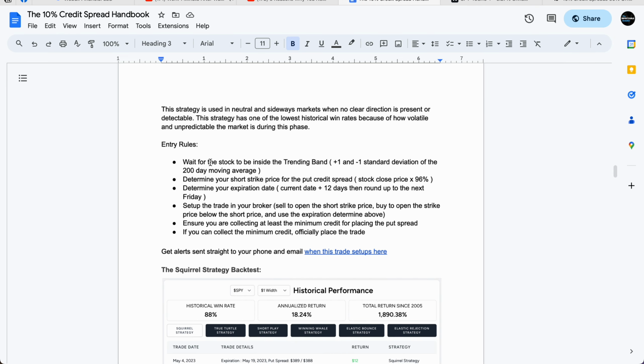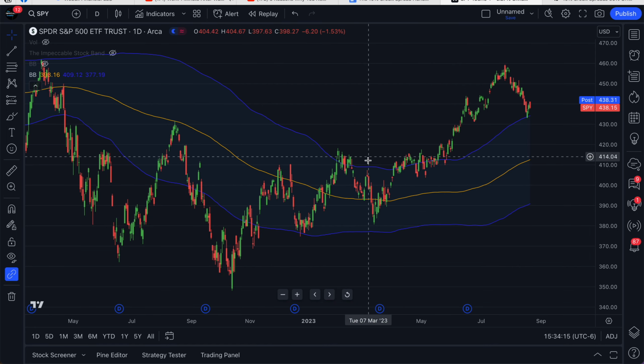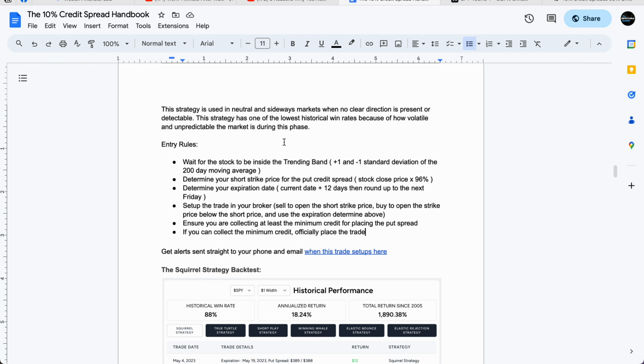And so what do we do? Well, we simply take advantage by following these rules. All right, number 1, if it's inside the trending band indicator, as we discussed, boom, criteria 1 met. Next, now that our criteria is met, how do we enter this trade? Well, if you're putting on a credit spread trade, you need to have one option that you sell and then one that you buy as protection. That's how you structure a credit spread.